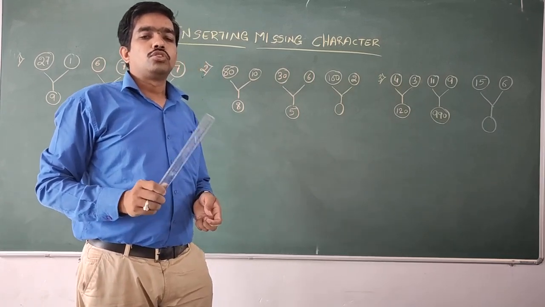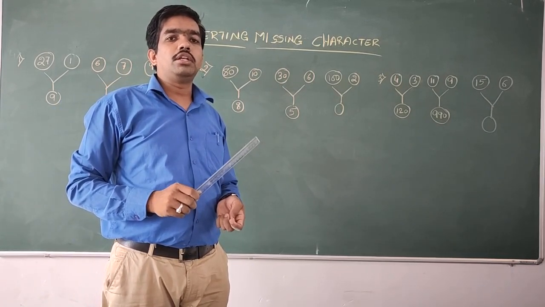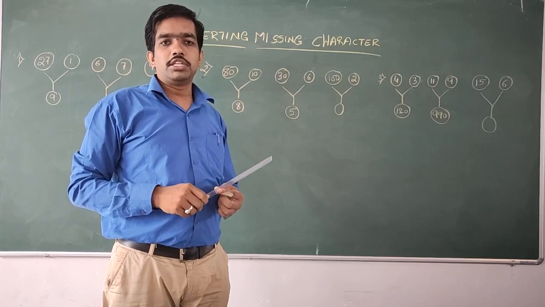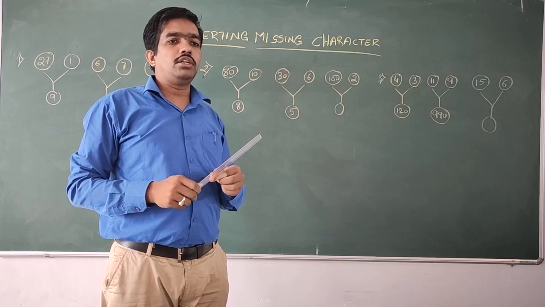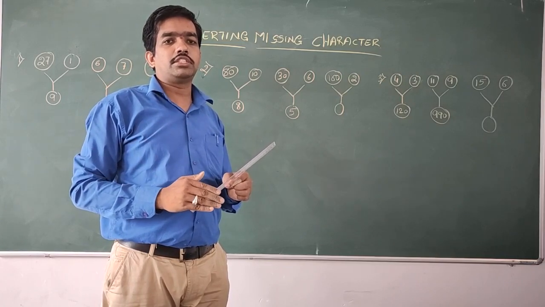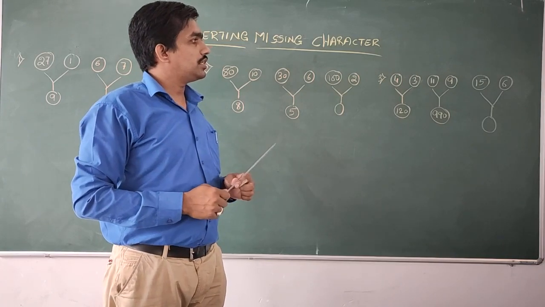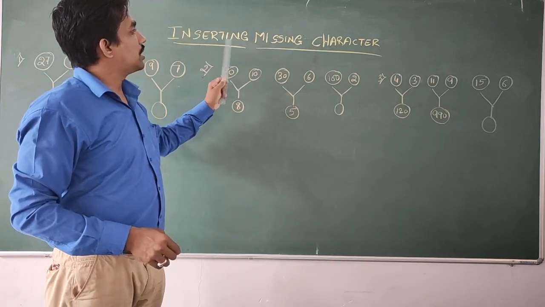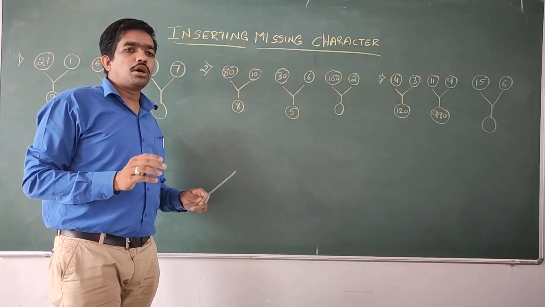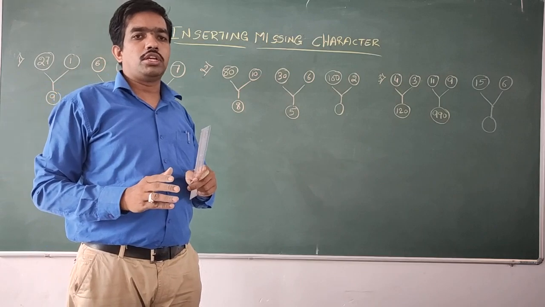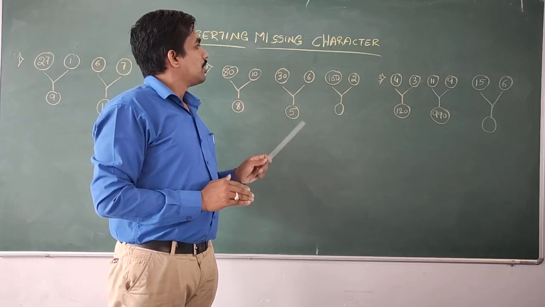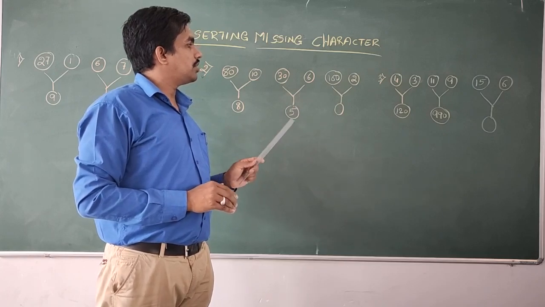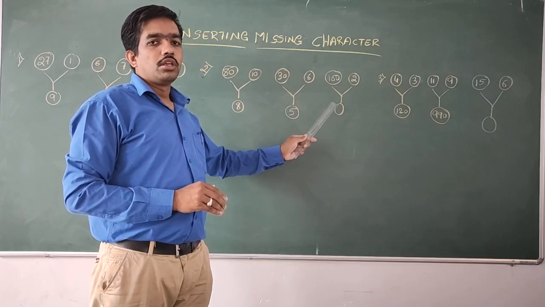Hello everyone. In your previous class you studied the series completion chapter, and there you applied some logic and solved for the next number that has to come. In this chapter, inserting missing character, we have to apply some kind of logic. It is almost the same as the series completion chapter, and we have to apply some logic and fill the gaps.